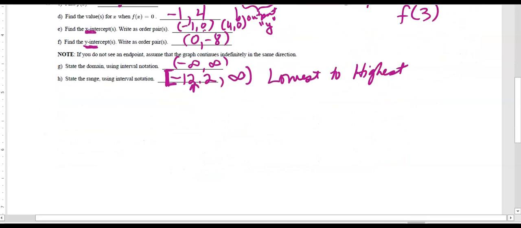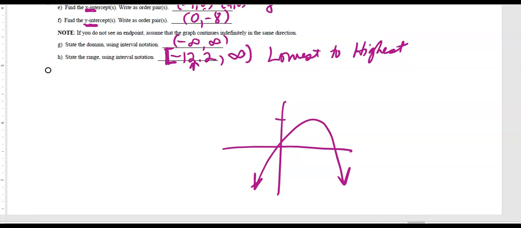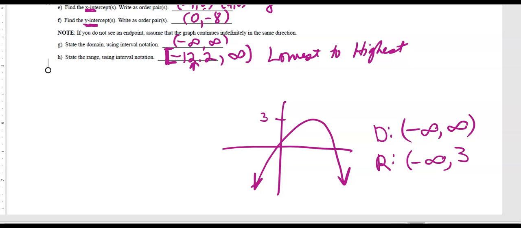So just to make sure you understand, if you had a parabola that went the other way, right? Well, let's assume that the vertex is at 3 there. So in this case, my domain is still negative infinity to positive infinity. It will always be that for a parabola. And then for my range, my lowest in this case is negative infinity, and my highest is 3. And I want to make sure I put a bracket. So this is just another example of checking the domain and range.